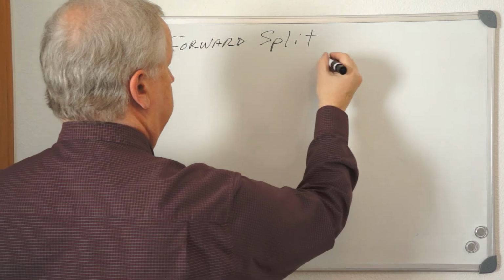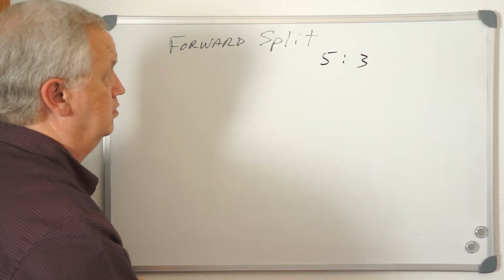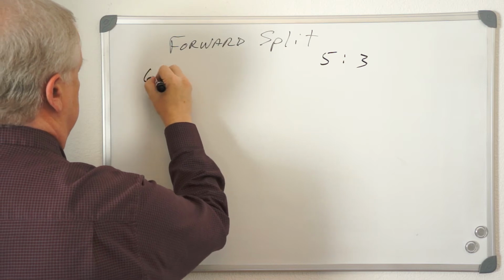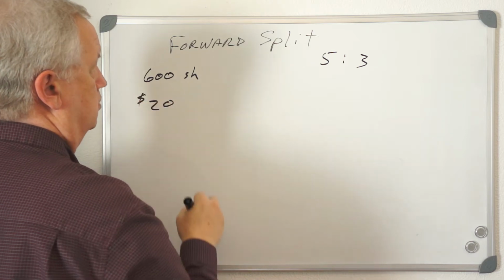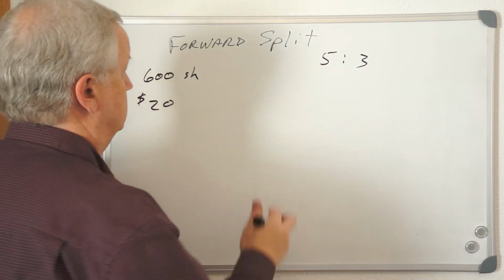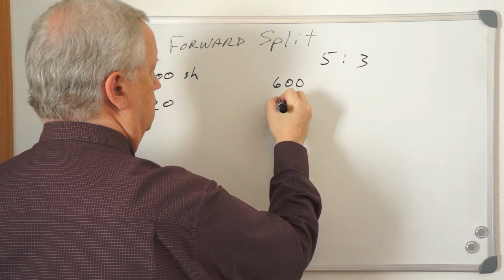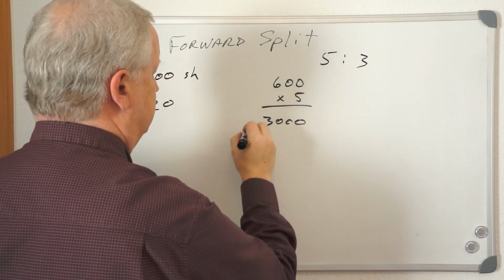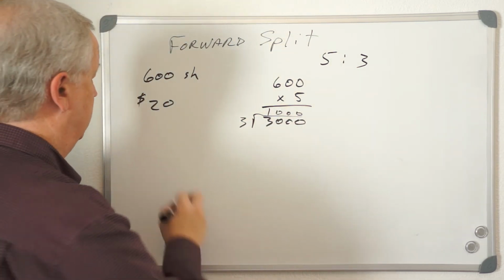So let's say there's a forward split of 5 to 3. Okay? We have 600 shares, $20 a share. So how many shares are going to be there, and what's the new price going to be? So here's the way you do it. 600, multiply by the first, divide by the second. Okay? 1,000 shares.